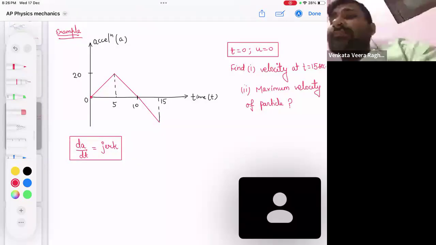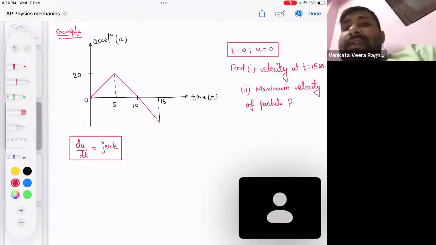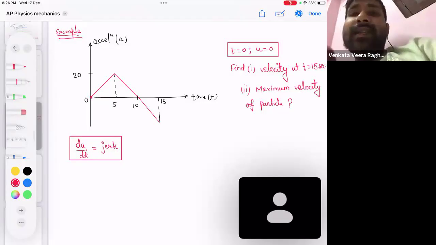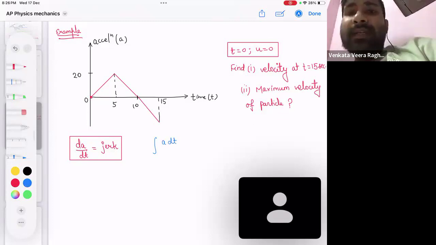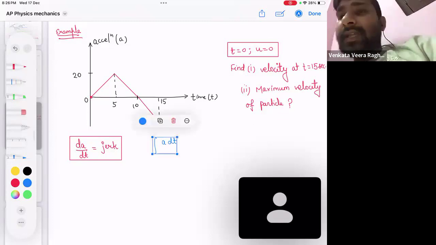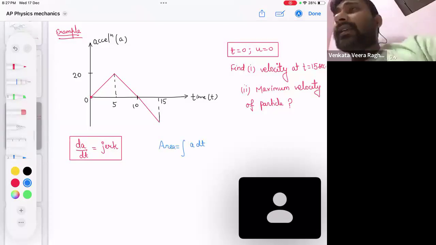But I ask you, what is the velocity? Is the slope going to help in this question? No, right now. But what is the area? Area under the graph, that is A dt integration, isn't it?